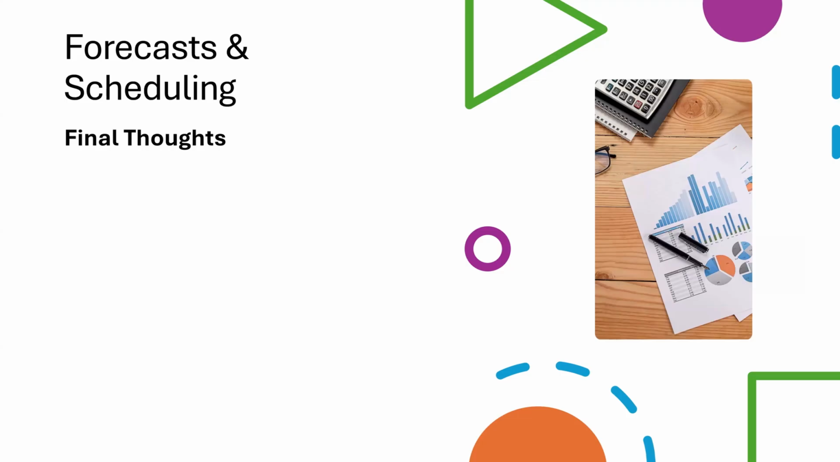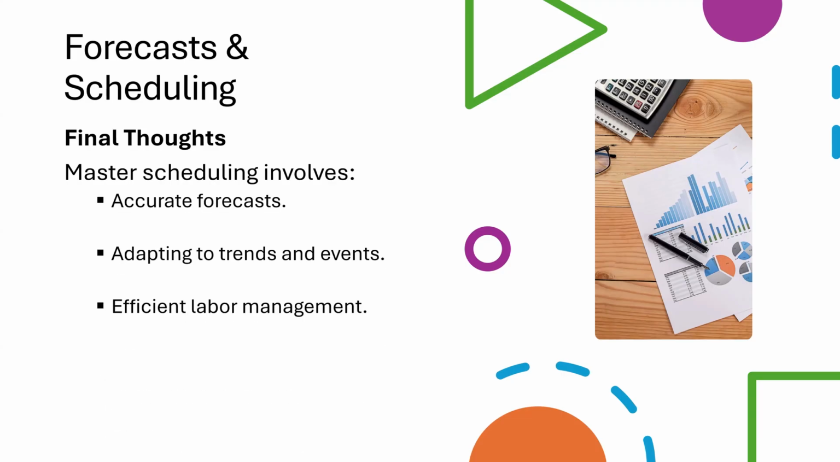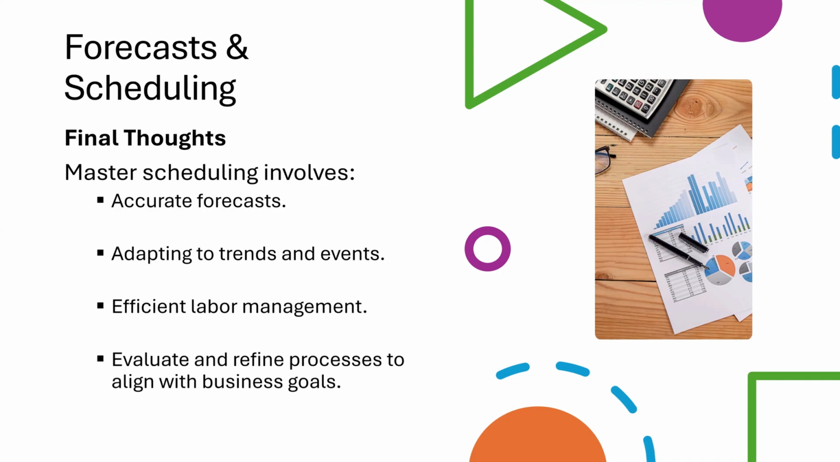Final thoughts on the forecasting and scheduling. Master scheduling involves accurate forecasts, right? Guest counts, adapting to trends and events, using your skills as a labor manager to be as efficient as possible is key. And then evaluate and refine your processes as time goes on. You'll become really good at it going forward.